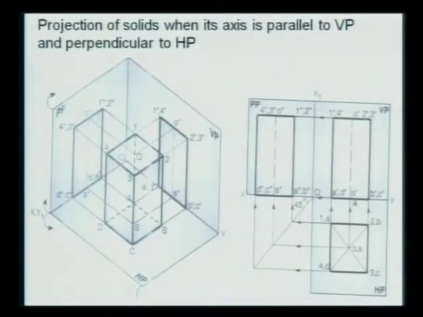Next, we projected this into the front view. Now look here, what are the numbers? 1/A, 2/B, 3/C, 4/D. Why? Because it has two bases, top and bottom.